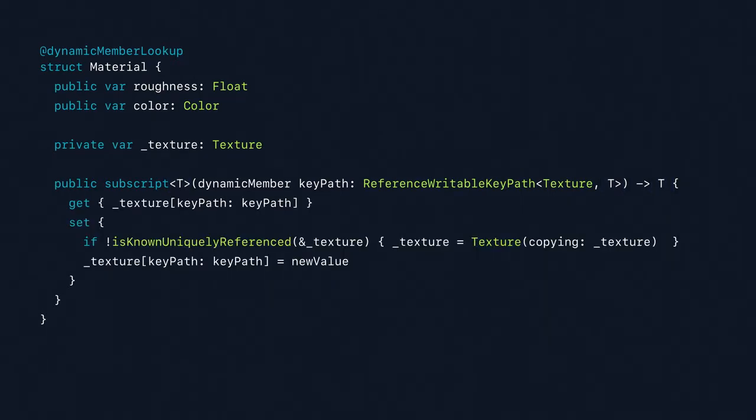In the getter, we just forward on like we did before. But in the setter, before we do our mutation, we add the unique referencing check and full copy of texture. And by doing this, in one subscript method that's not too long, we expose every single property on texture with full copy-on-write semantics on our material type. And this is a really useful way to get value semantics out of your types.